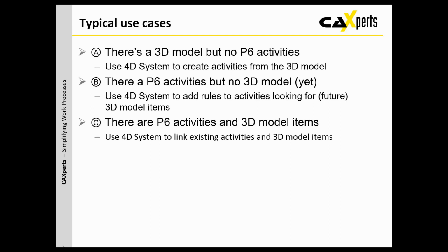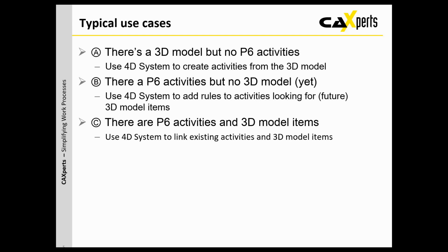So you already have your plan in P6. You can use 4D System to add rules to the activities in P6, and then you can run an update. As soon as you add some objects to the 3D model, they will be automatically attached to the activities in P6.